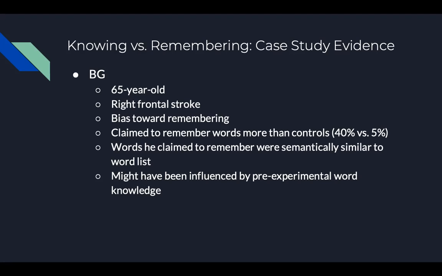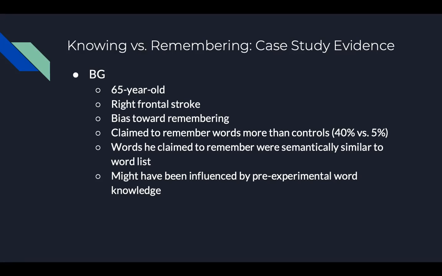And so even though his memory for the words seemed to be relatively normal in terms of his correct recall, he made a lot of errors. He made what are called false alarms. This means that he said, yes, I've seen that word before, when he actually hadn't.